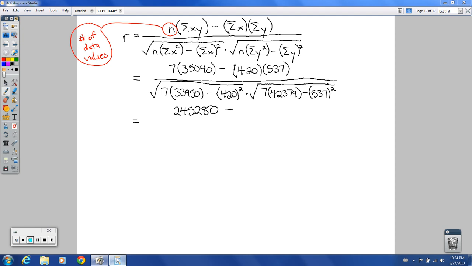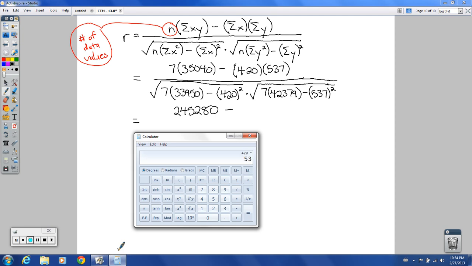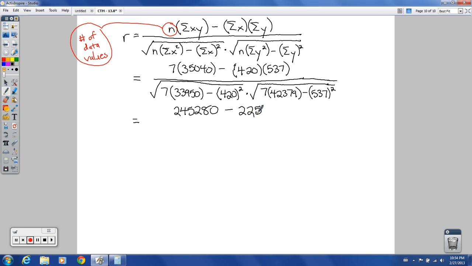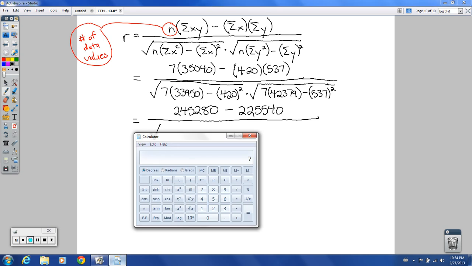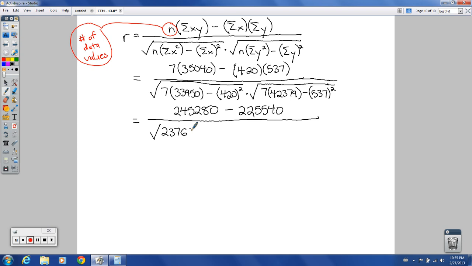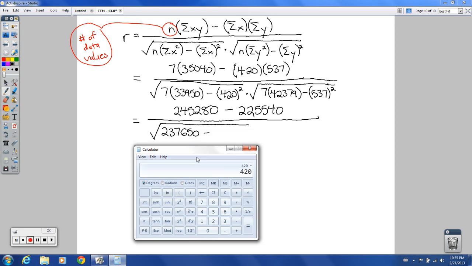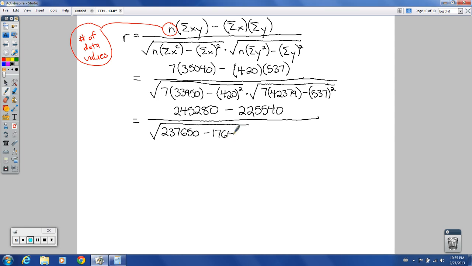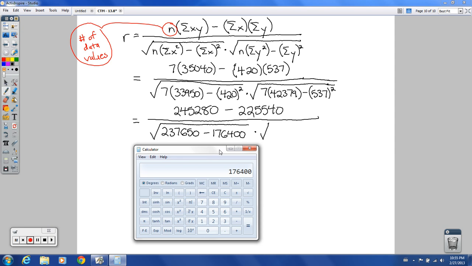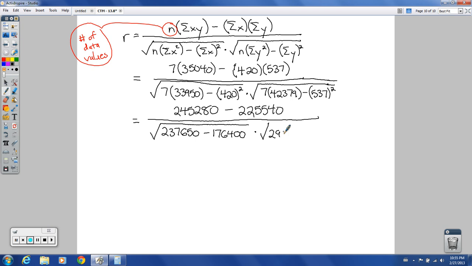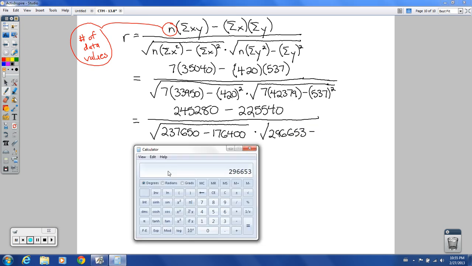So just working out the numbers here, that was this times this, 245,280. We'll have this minus, we got 420 times 537 is 225,540. Then we're going to have this over. Okay, what's 7 times 33,950? That is 237,650. 237,650 minus what's 420 squared? That is 176,400. So we're going to have this square root of those two things subtracted times, this will be 7 times 42,379. That is that number, 296,653. 296,653 minus 537 squared.